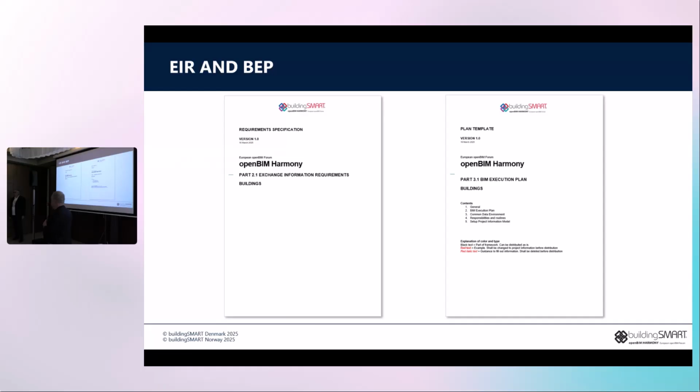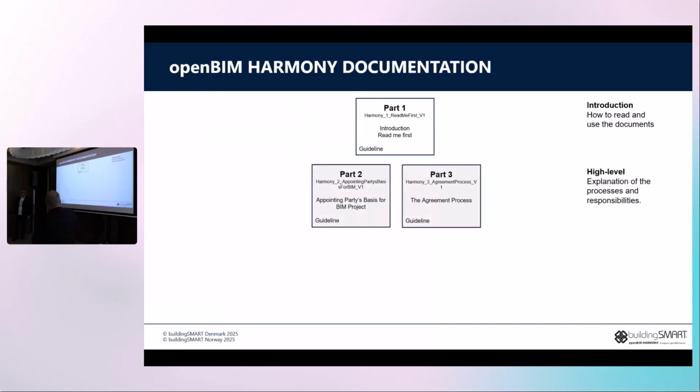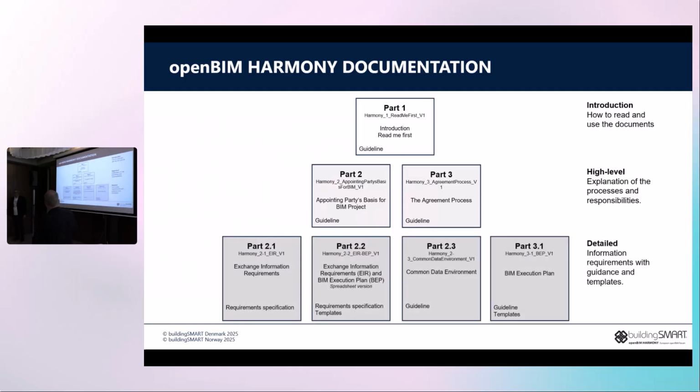Is that okay? And then you have the plan template, the BIM execution plan, which is a template that has to be filled in by the bidder. There's a read me first introduction that pretty much says everything I've said here. Then you have some very overall descriptions for both the appointing party and the agreement process. And these two documents, part 2, part 1, and part 3, part 1, are the most important. The other documents are mainly supporting these.